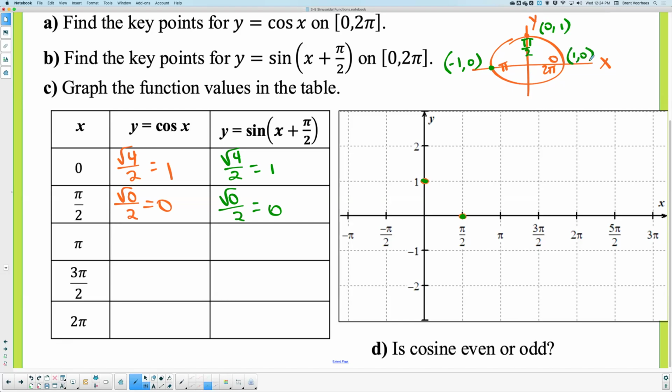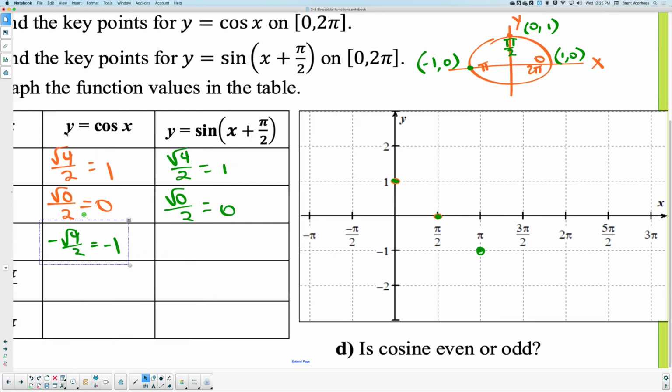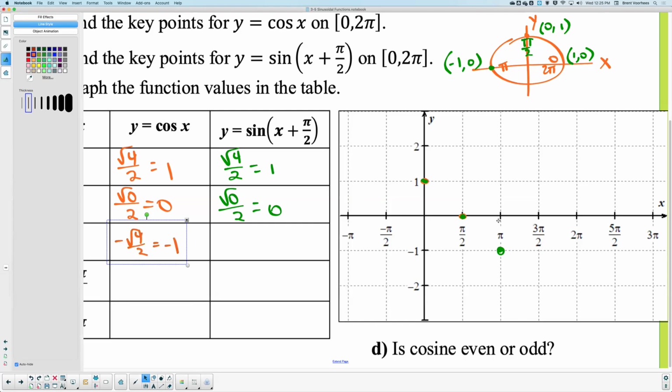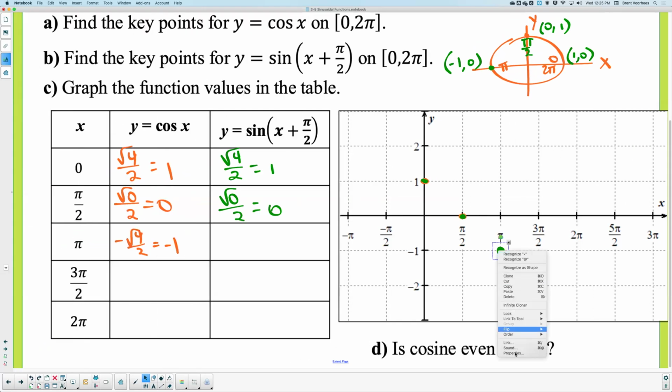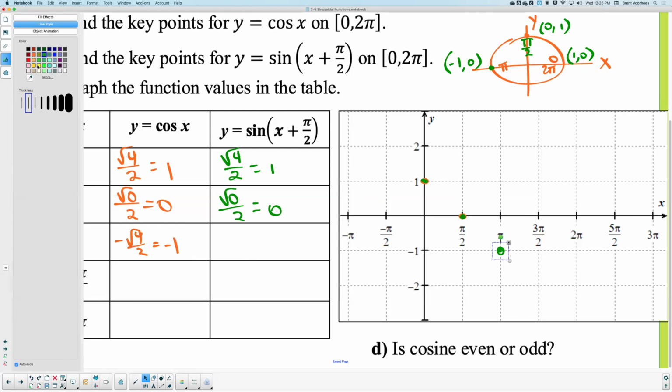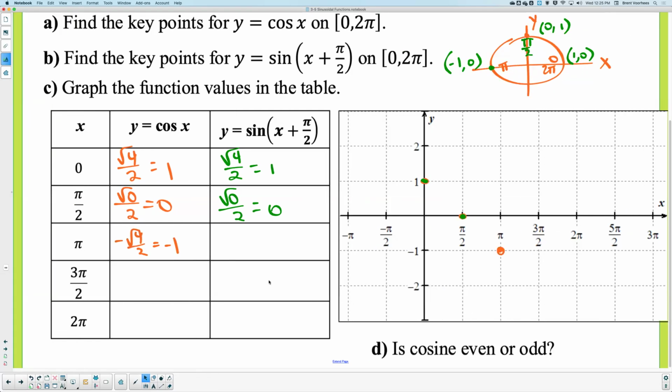Okay, so cosine is negative 1. So we have negative square root 4 divided by 2, which is going to reduce to be negative 1. At pi, we should have a point at negative 1. Go ahead and add that to your graph. Whoops, I was the wrong color. Let me fix that to orange. Sorry. There we go. Okay. Now I'm up to date.